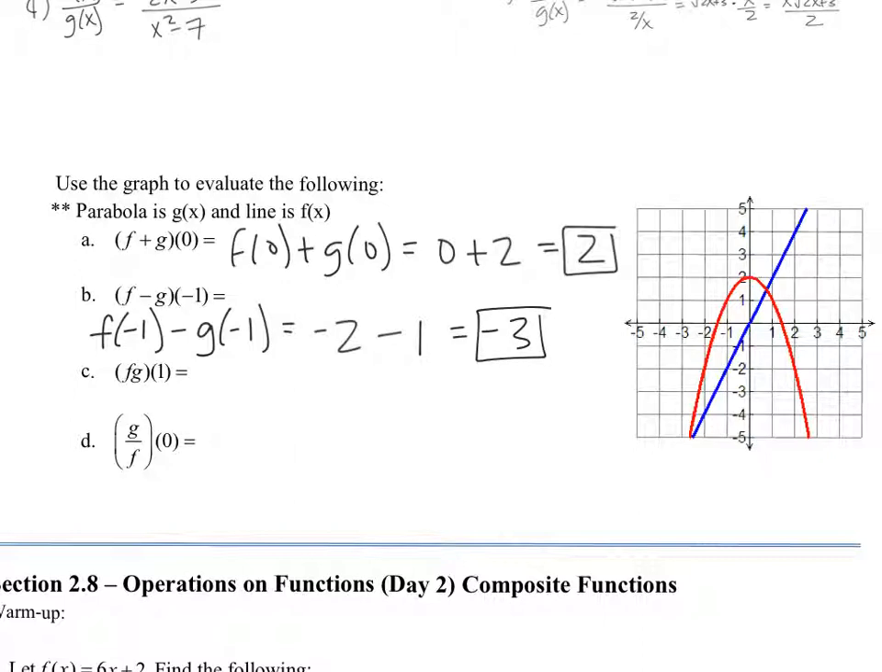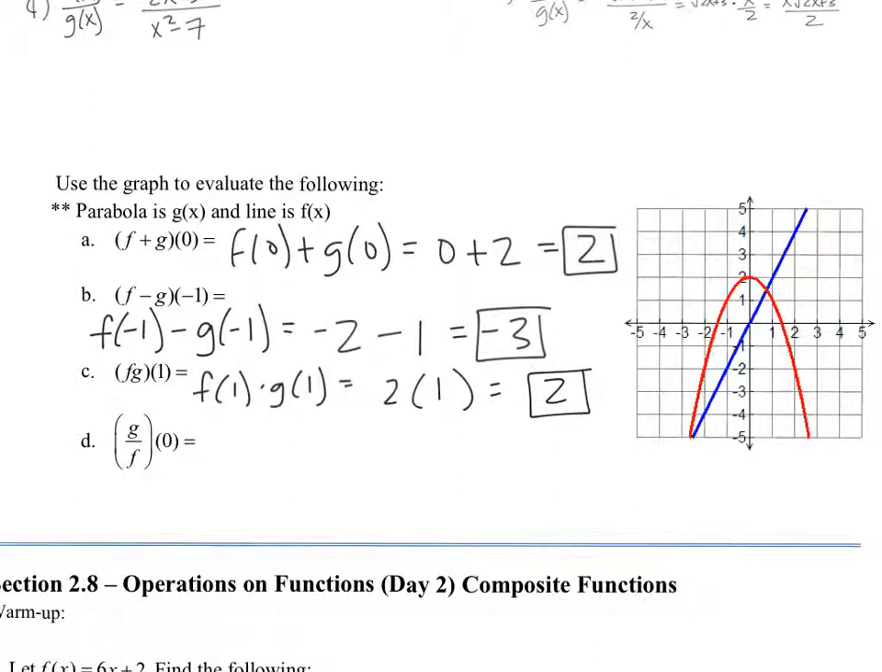So if you know what the notation means, and we've done problems that are similar to this, fg of 1 means f of 1 times g of 1. So let's find f of 1. So f is the line, and at the x value of 1, the y value up here is 2. And I'm going to multiply it by whatever g of 1 is. So on the parabola, when x equals 1, the y value is 1. So that gives me 2.